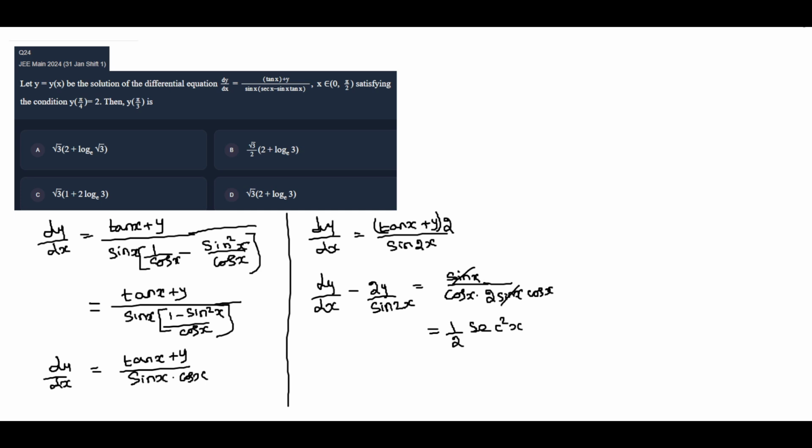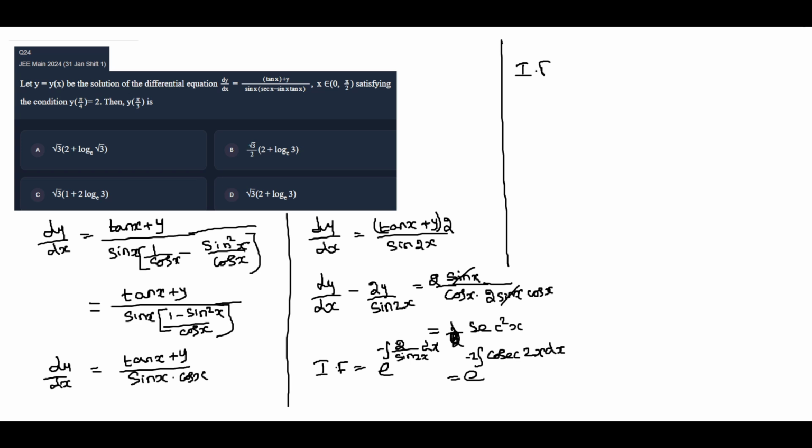Already one more 2 is there, so 2 is cancelled, so only secant square x. Now it is a linear differential equation, so IF is equal to e power integral minus 2 sin 2x dx, which is equal to e power integral minus 2, take it outside the integration, cosecant 2x dx.